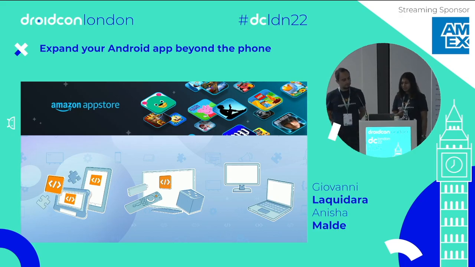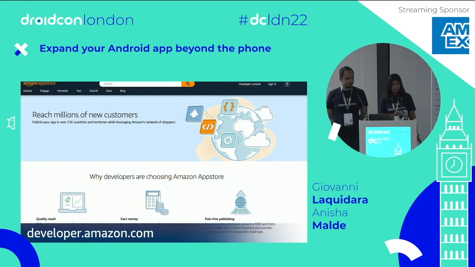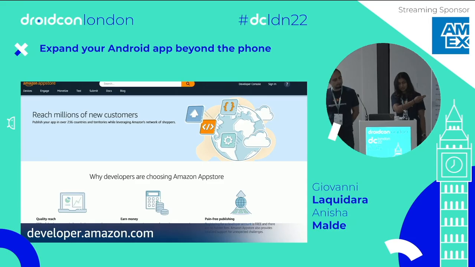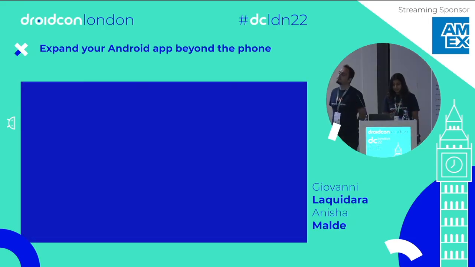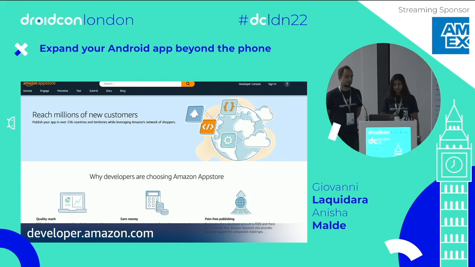So how can you, as an Android developer, publish your app to the Amazon App Store? Well, it's really quite simple, actually. First, you just go to this website, developer.amazon.com, and that's it. Create your developer account. To create your developer account, it's free. There's no hidden fees. And Amazon App Store provides localized support if that's what you need.